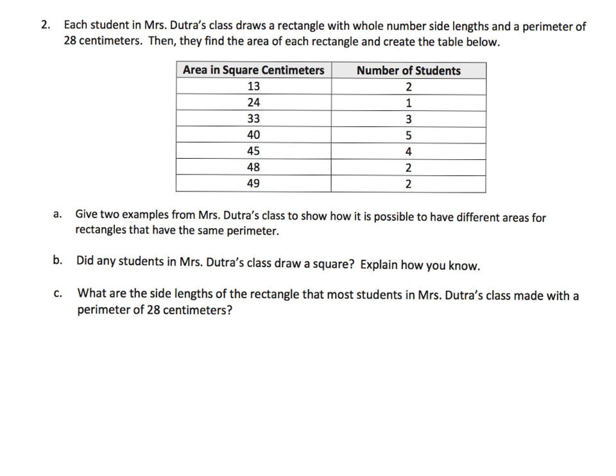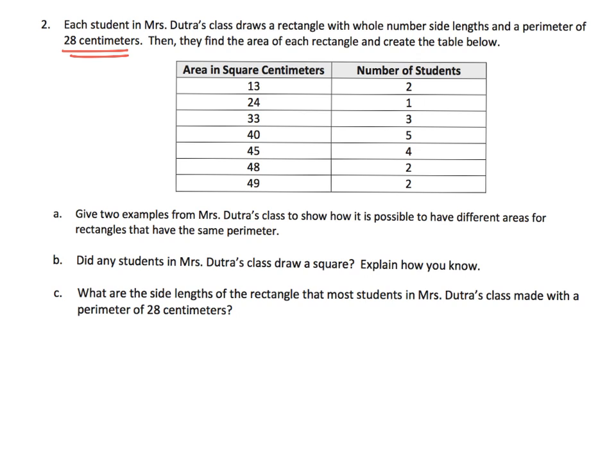So here, parents and teachers, just a heads up, I felt this was kind of sneaky. This was really kind of hard. So I'm going to spend a little bit of time on this one. It says, each student in Mrs. Dutra's class draws a rectangle with whole number side lengths and a perimeter of 28. So there's the key right there. All of these figures have a perimeter of 28 centimeters, but they have different areas.